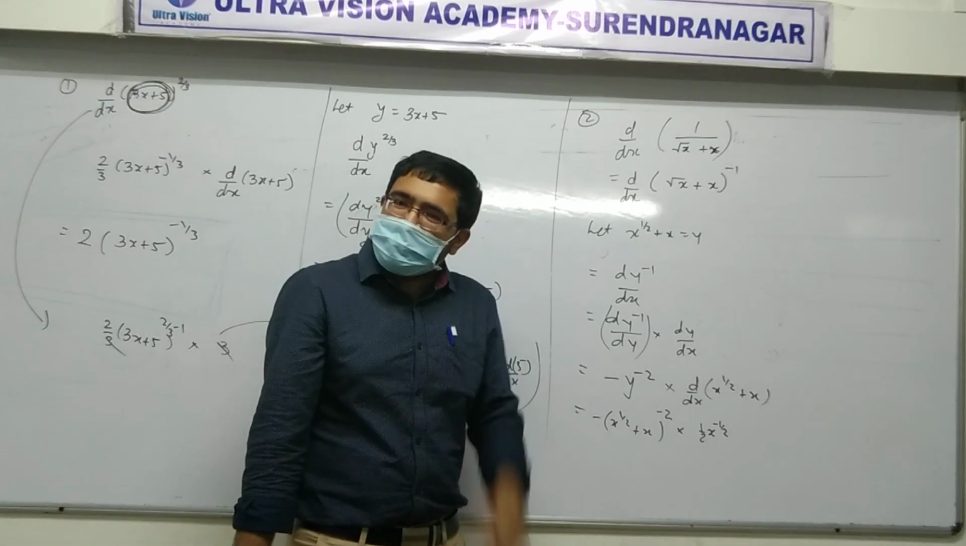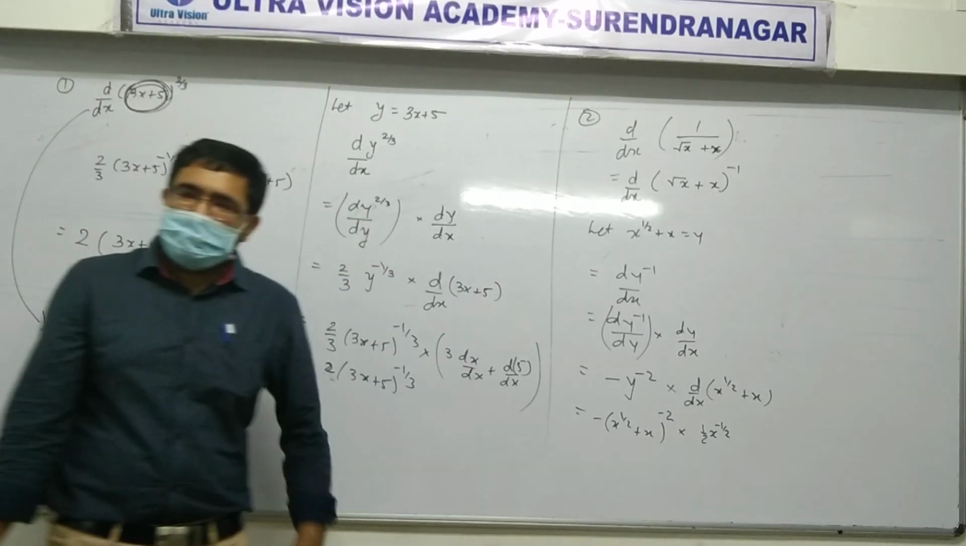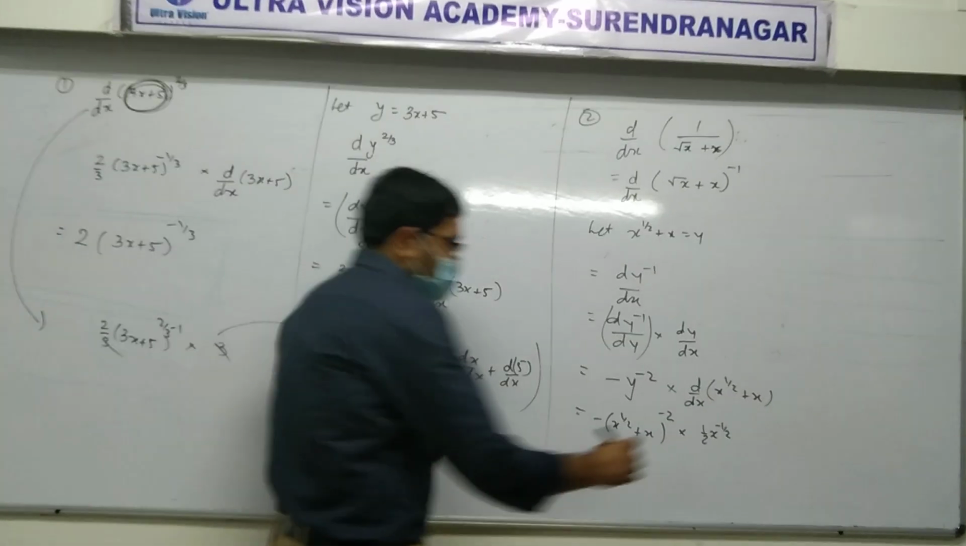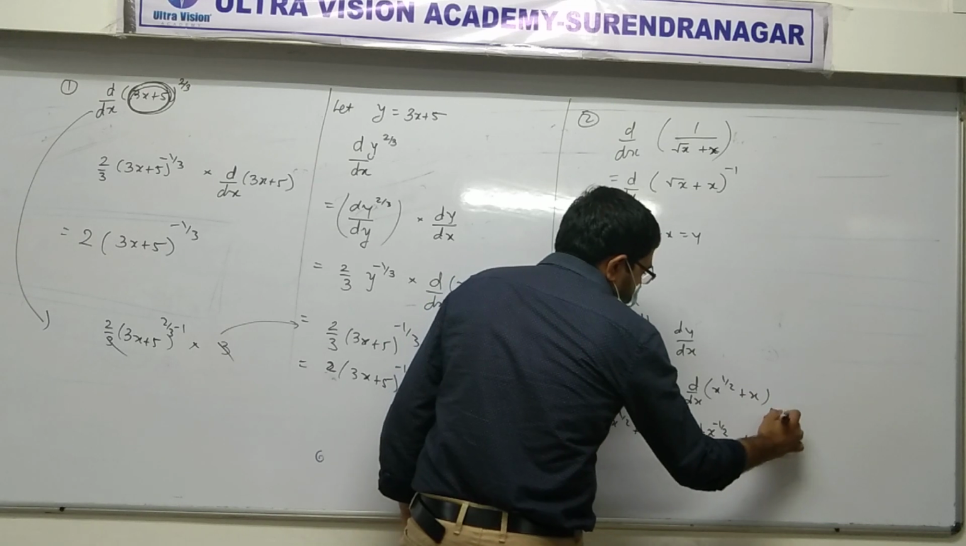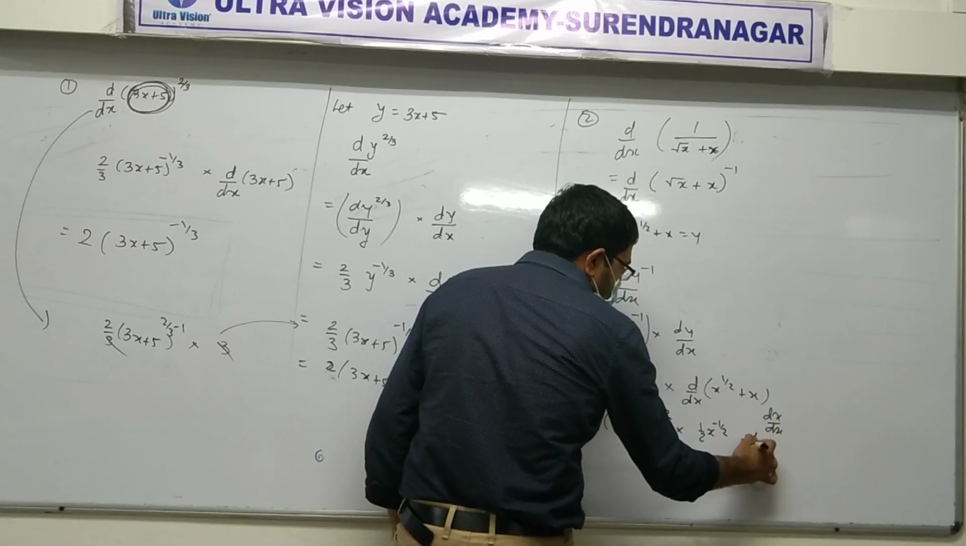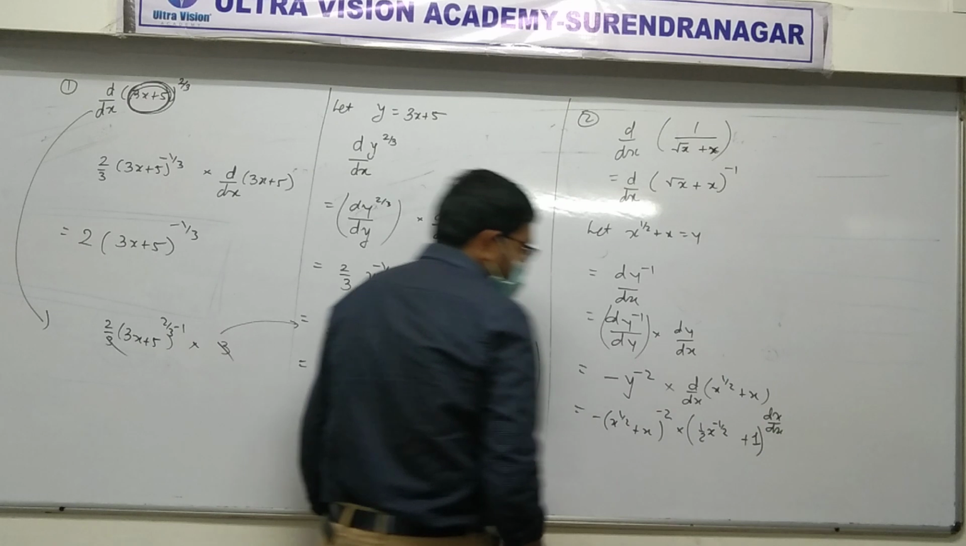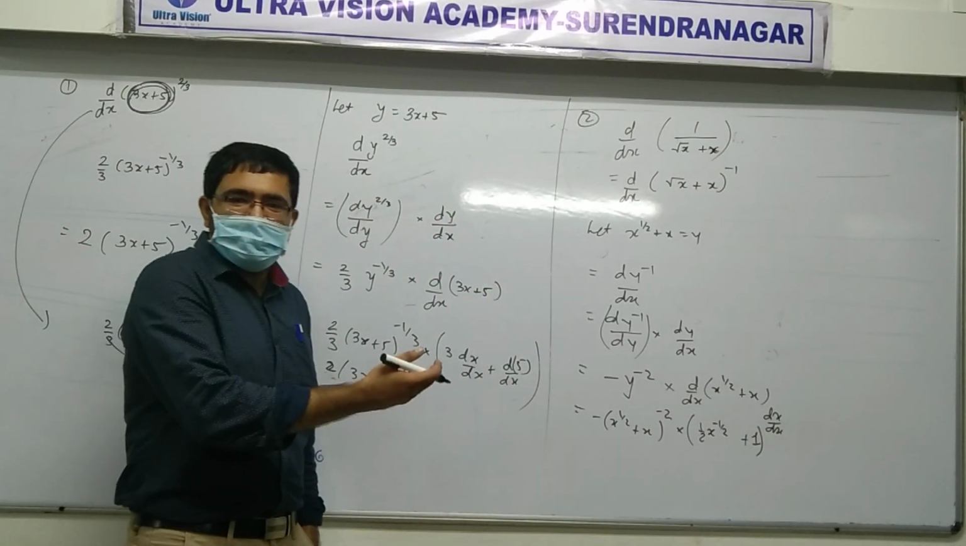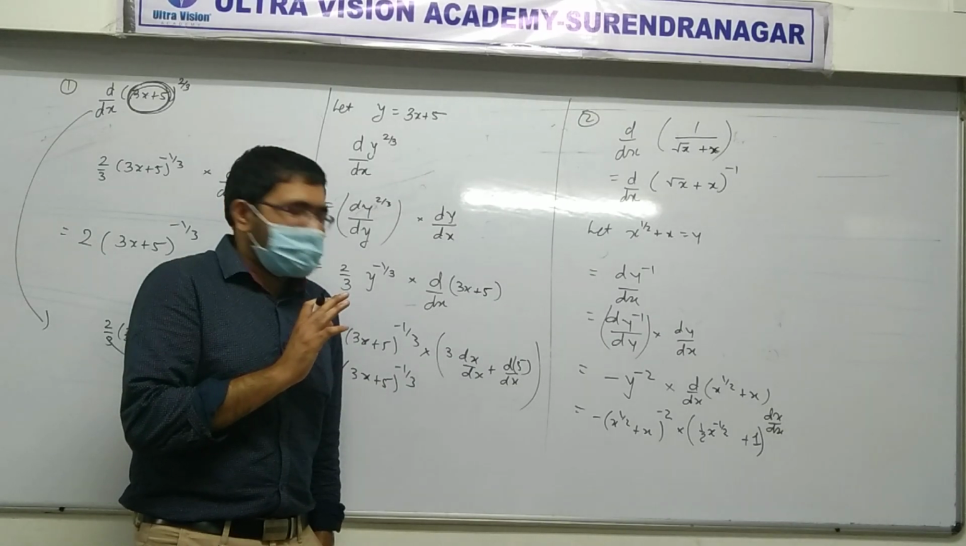Yes. What next? So dx upon dx is 1. Plus 1. The second term will be dx by dx, so that is going to be 1. So this is your answer? Yes or no? Sure? Yes.